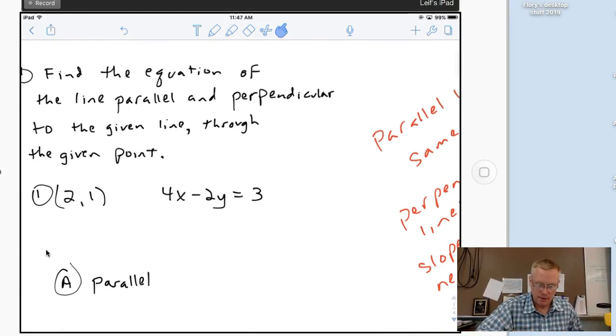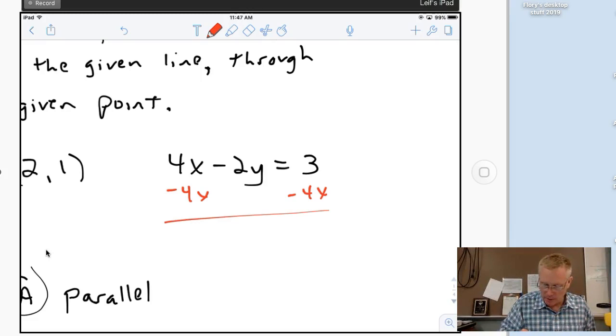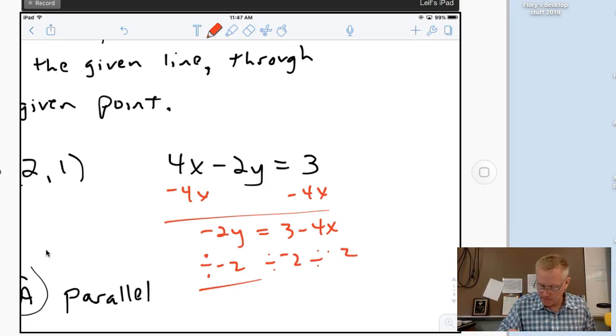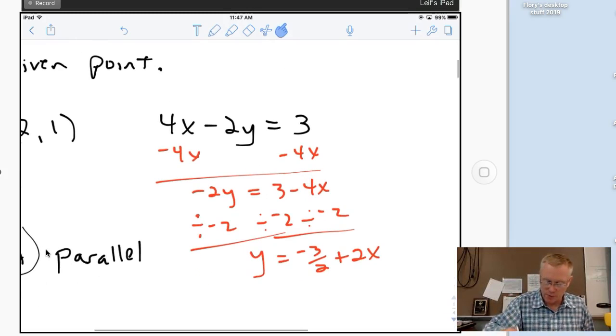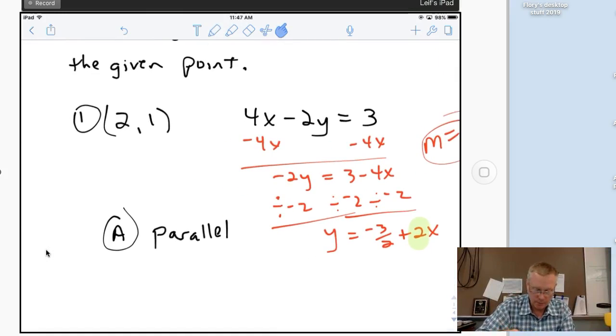So now that we got that down, I'd like to know the slope of this line. I'm going to manipulate the equation, get y alone. I'm going to subtract 4x, and I get negative 2y equals 3 minus 4x. Divide by negative 2, and I get y equals negative 3/2 plus 2x. So the slope is 2, okay? Not 2x, just 2. Use that highlighter. Just 2. So I did all that work to find out that, which might have been the bulk of the work in some ways.